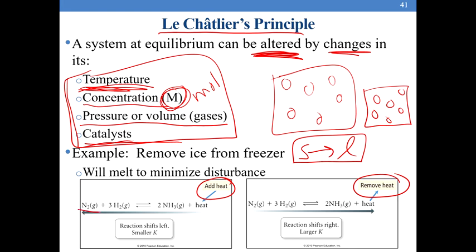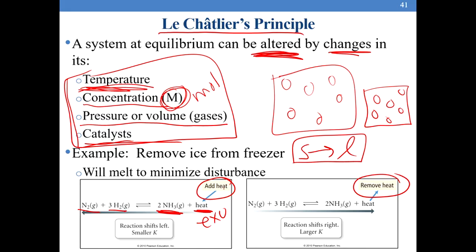So we have N2 plus H2 yields ammonia. It's a balanced reaction. And just to be clear, because heat is written as a product, you should already automatically know from earlier in chapter 7 that this is an exothermic reaction. And this is where you think of heat as a product.